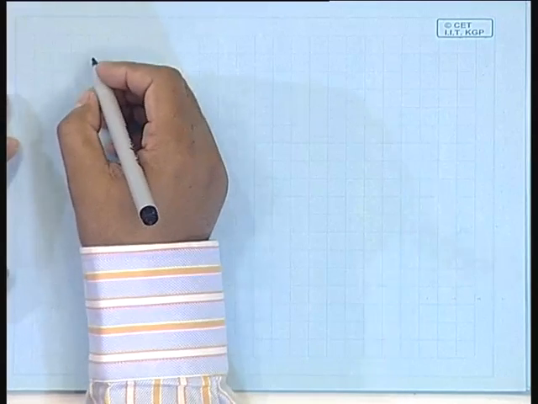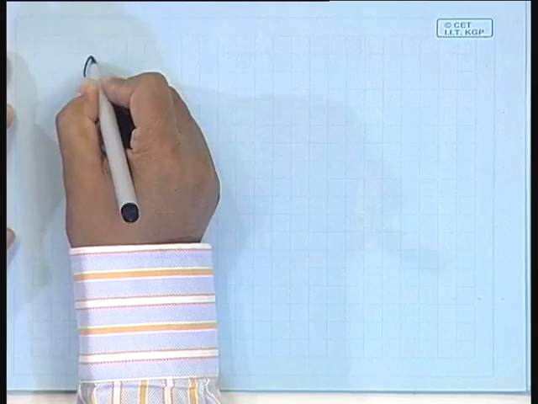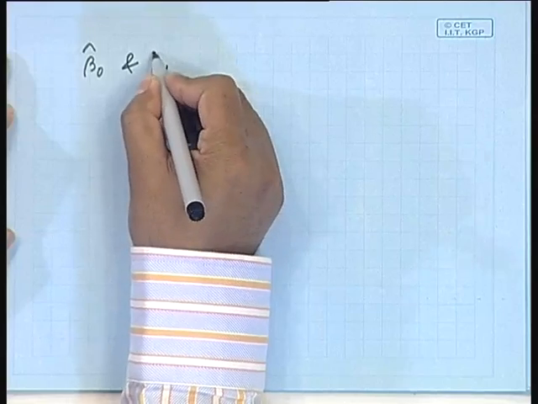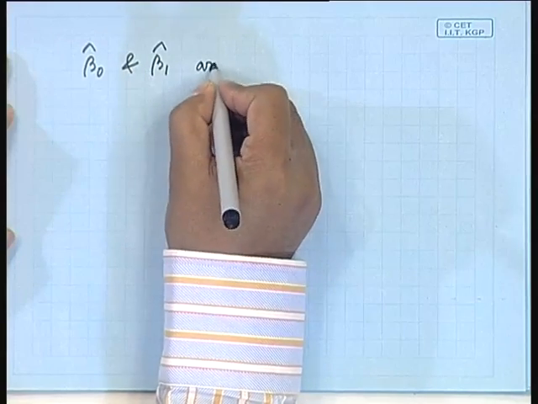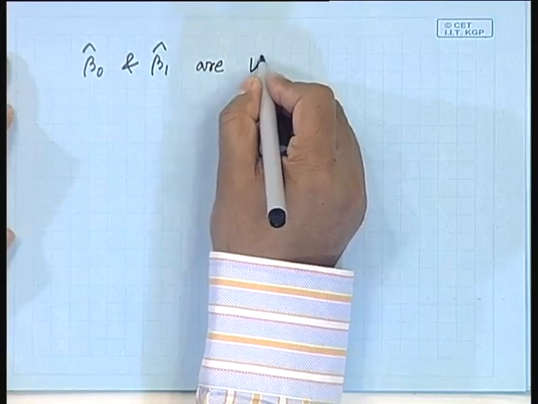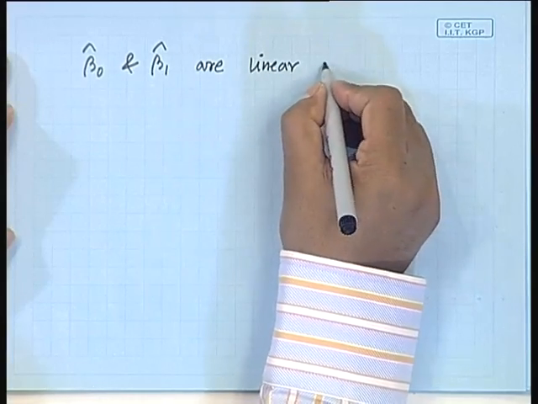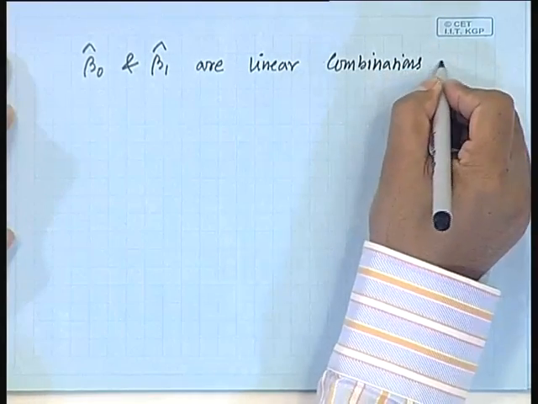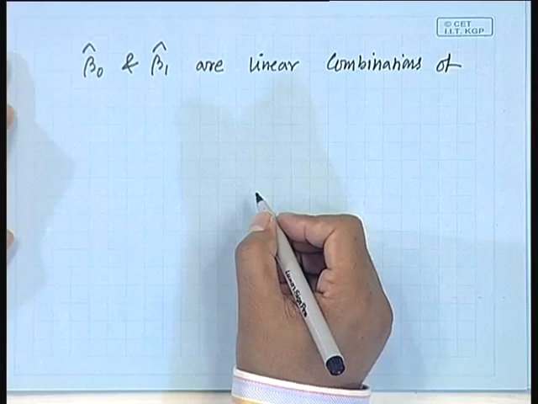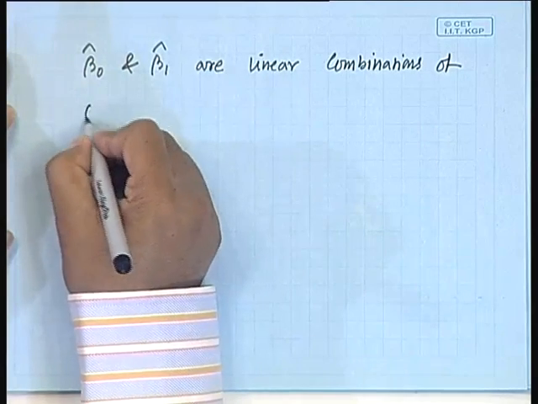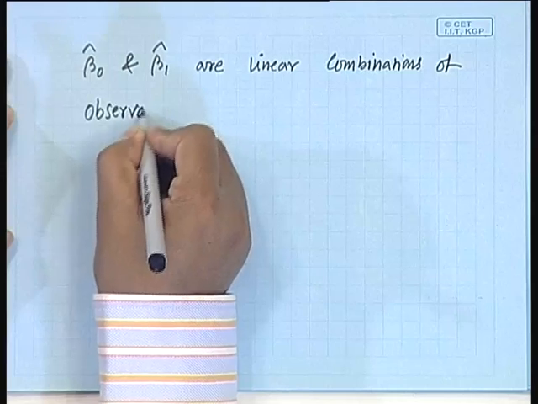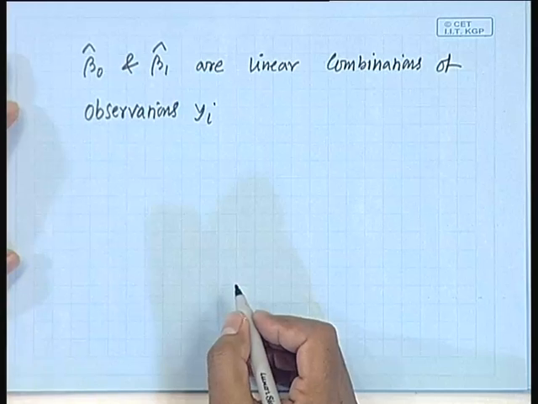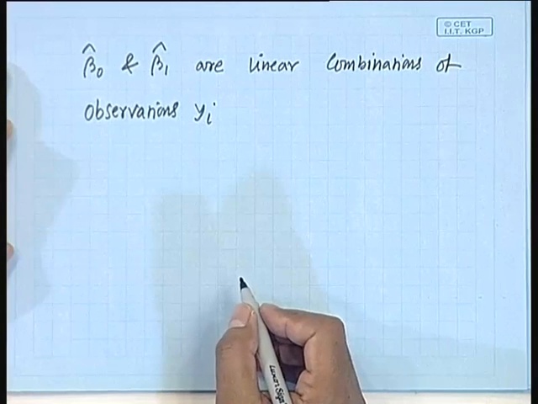First, I will prove that beta naught hat and beta 1 hat are linear combinations of observations Y I. That means we want to say that they are linear estimators.